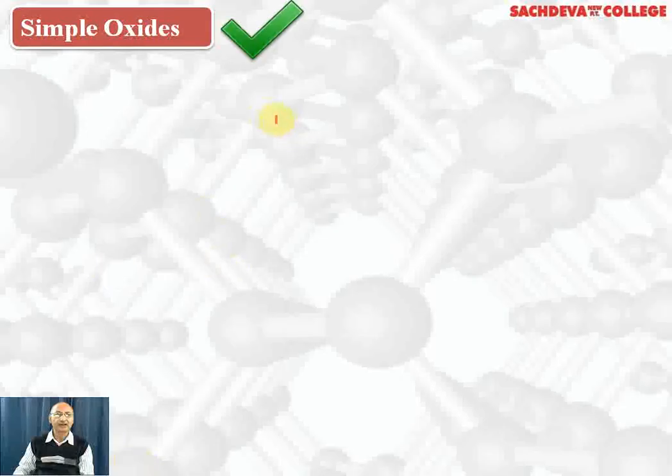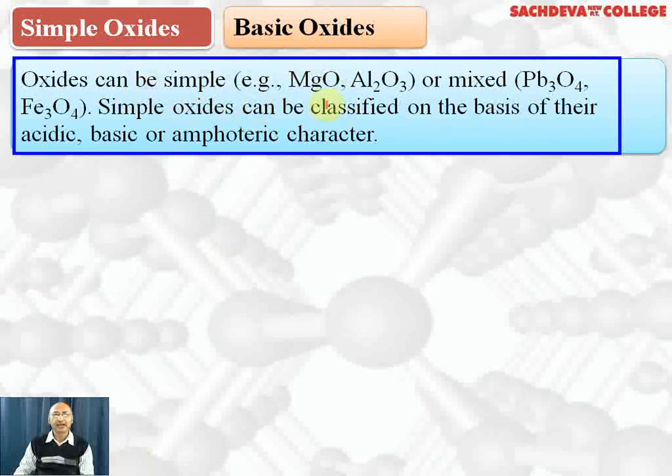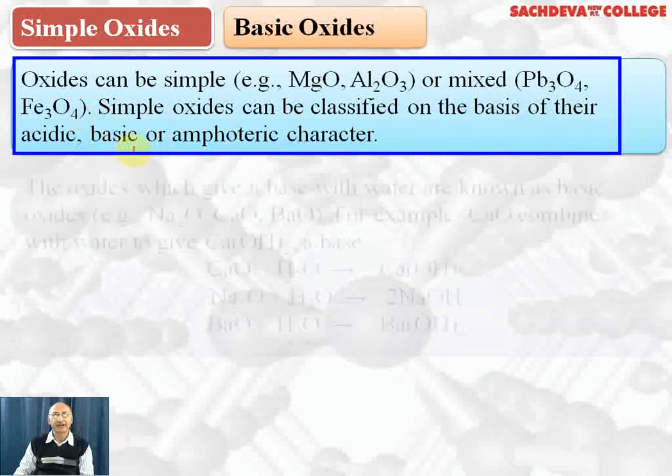Next we are taking oxides. Oxides are of four types. First one we are taking basic oxides. Oxides can be simple, like magnesium oxide, aluminum oxide, or mixed oxide like Pb3O4, Fe3O4. Simple oxides can be classified on the basis of acidic, basic or amphoteric character.